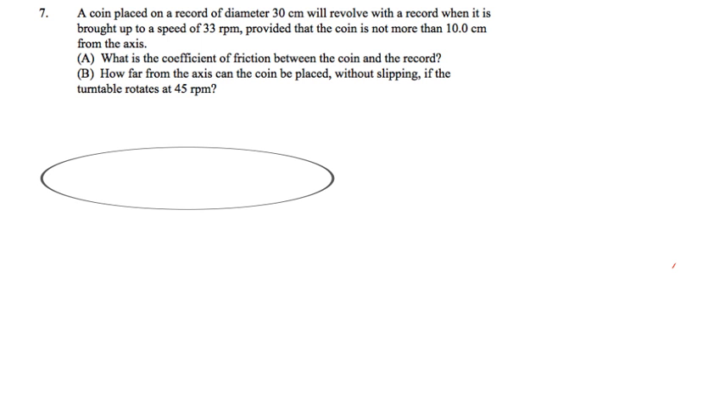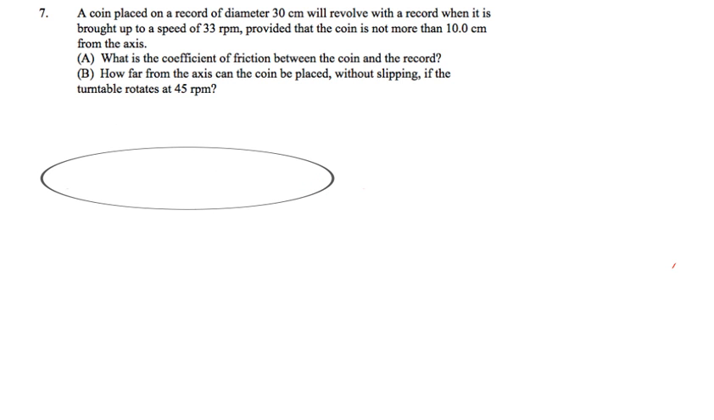The 30 centimeters that's given in the problem, I'm not going to use that number to solve this, but what it tells me is that if the diameter is 30 centimeters, then the radius is 15. And if the radius is 15 and the coin can be put on the record no more than 10 centimeters away, then I know it's still on the record. I can't have it be 18 centimeters, because 18 centimeters wouldn't even be on the record. So it has to be on the record.